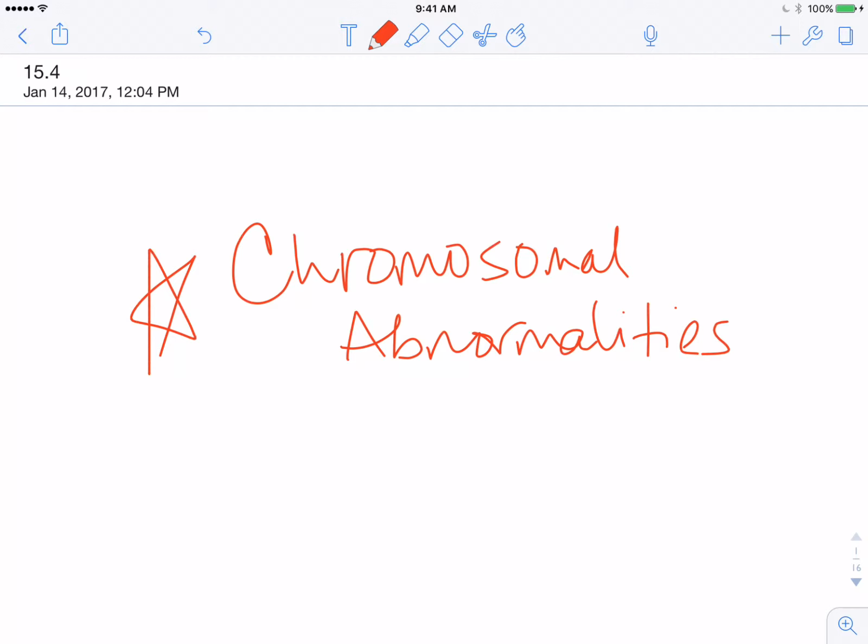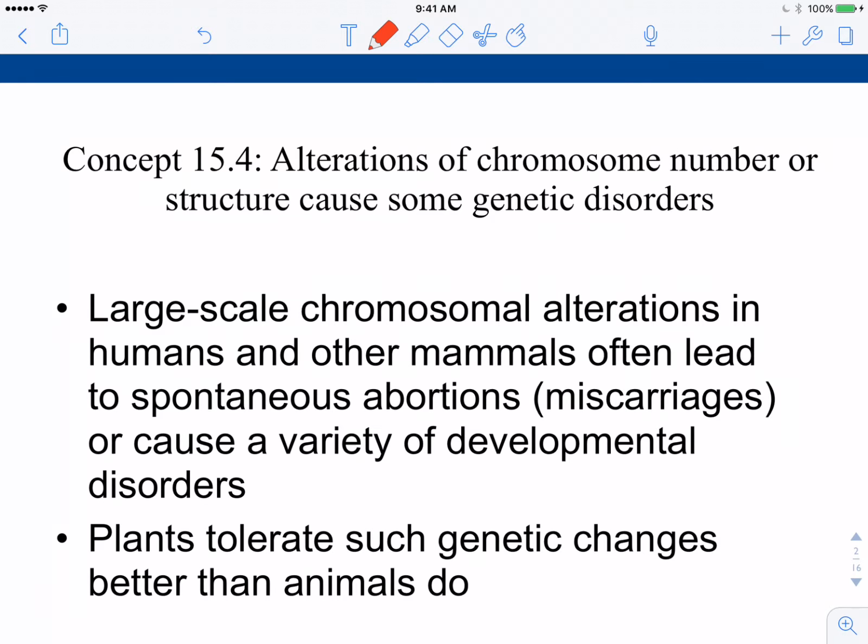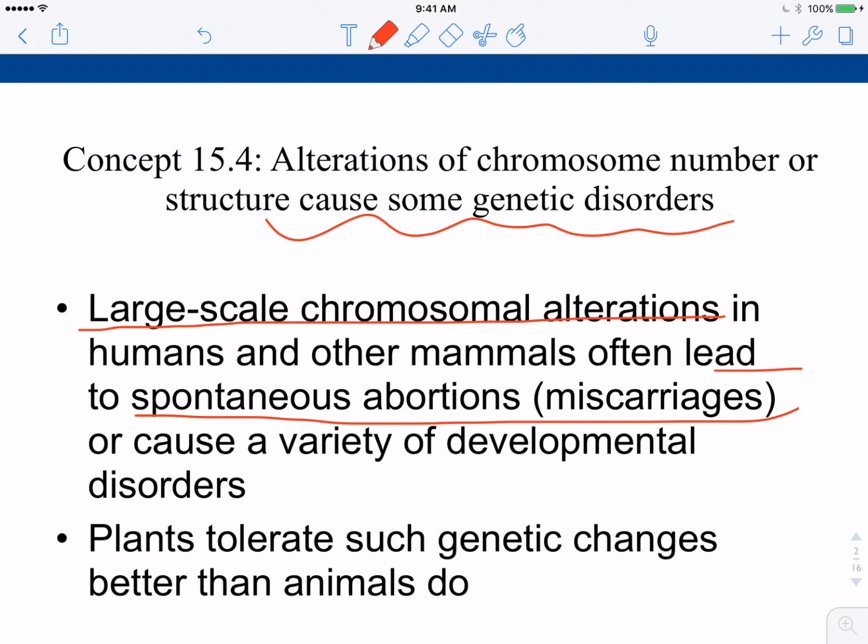But you can also get genetic disorders and problems with an organism based on the fact that their whole entire chromosome is duplicated or absent or messed up somehow. So these are large scale chromosomal issues, and some of these can cause genetic disorders. Most of these end up leading to spontaneous abortion or miscarriage.